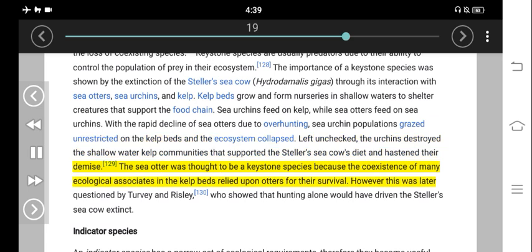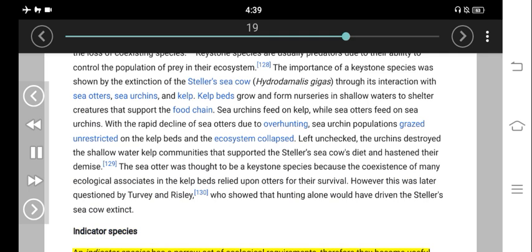The sea otter was thought to be a keystone species because the coexistence of many ecological associates in the kelp beds relied upon otters for their survival. However, this was later questioned by Turvey and Risley, who showed that hunting alone would have driven the Steller's sea cow extinct.